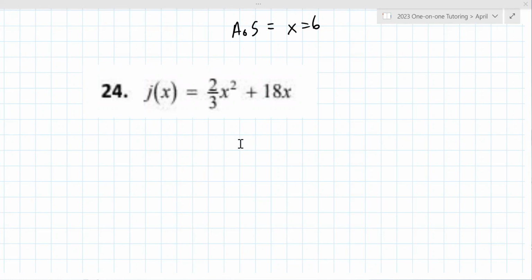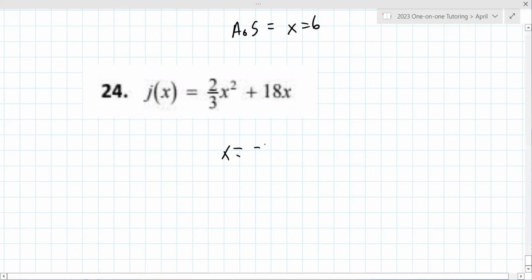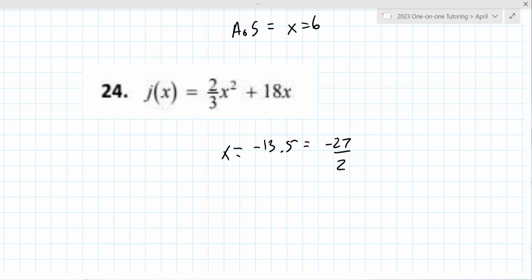It should be negative 13.5. Check your sign on that, because it's negative b. So then plug that back in. The second answer squared is 182.25 plus 18 times 13.5. I got 425.25.